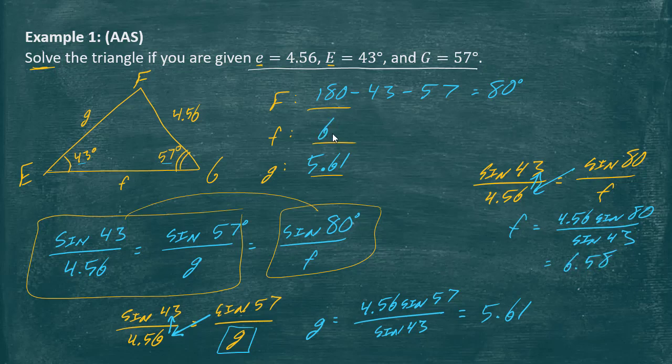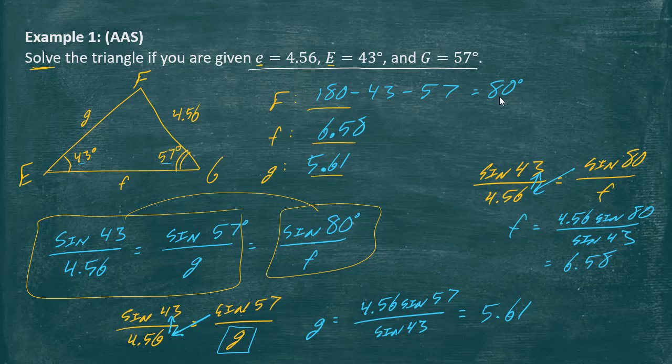6.58. So now at this point we can always do the same general thing that we should do with any solution, is just double check that the logic follows. Across from the biggest angle should be the biggest side. So out of my sides I had a 4.5, I had a 5.6 and a 6.6 almost.